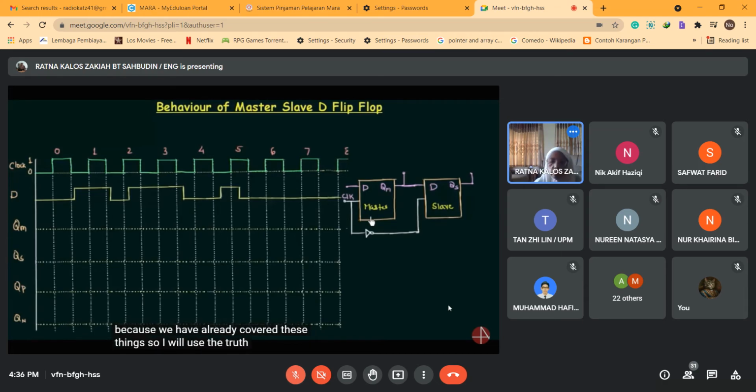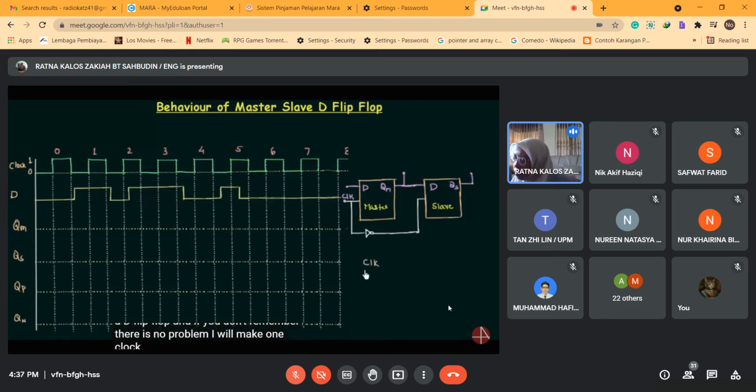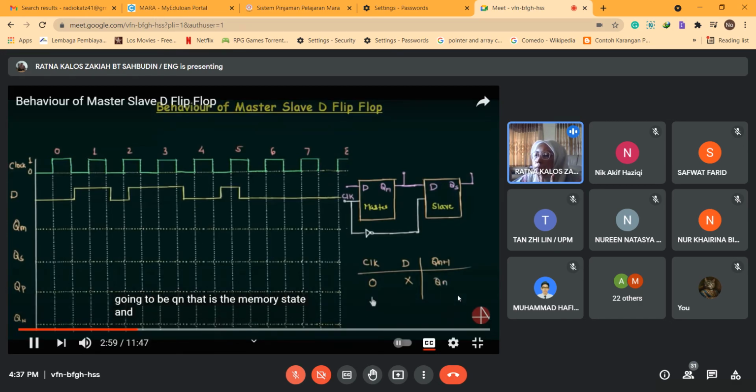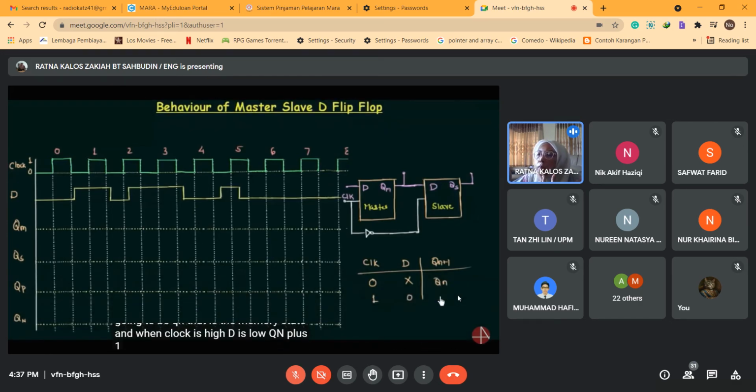So I will use the truth table for a D flip-flop, and if you don't remember, there is no problem. I will make one clock, D, and the output is Qn plus 1. When the clock is low, whatever be the value of D, Qn plus 1 is going to be Qn, that is the memory state. And when clock is high, D is low, Qn plus 1 is also low. And when the clock is high, D is 1, means D is also high, output is also going to be high. This is because when D is 0, it means S is 0 and R is 1. And when D is 1, it means S is 1 and R is 0.